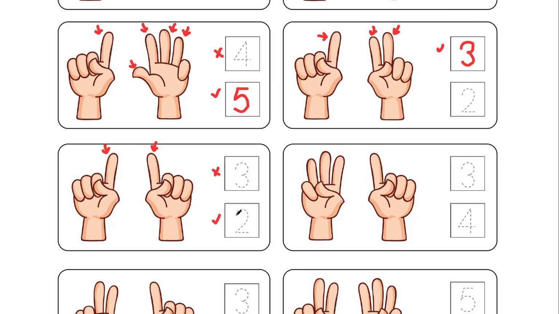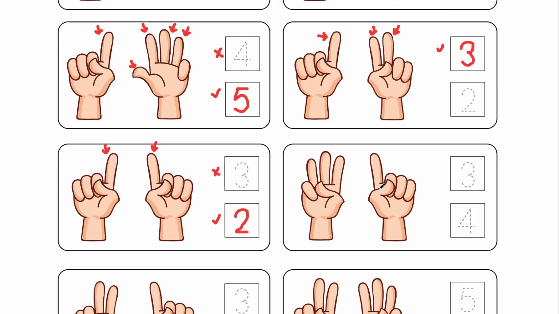So let's start tracing the correct number, which is number 2. Start from this point. Now curve up, curve down, make a slant line in the downward direction. Now stretch the line from left towards the right. So we are done with the tracing of the correct number, that is number 2.